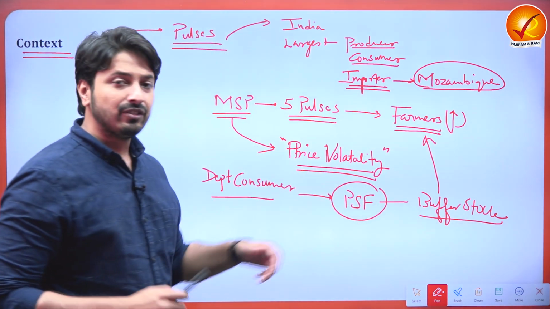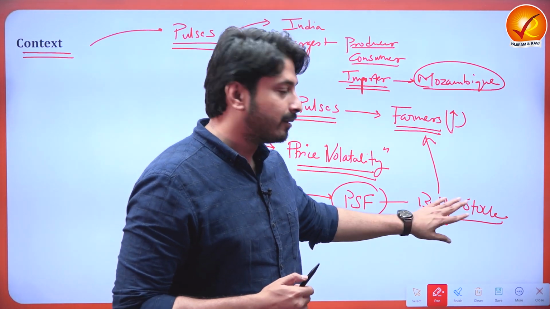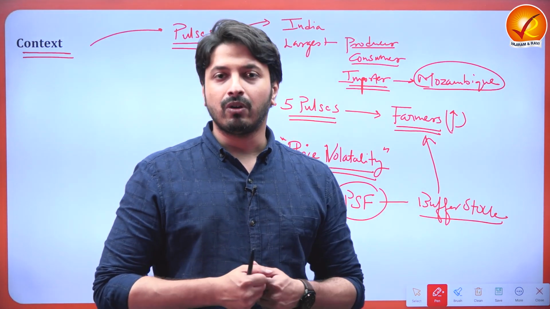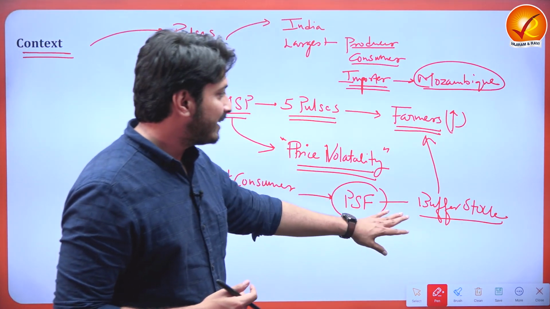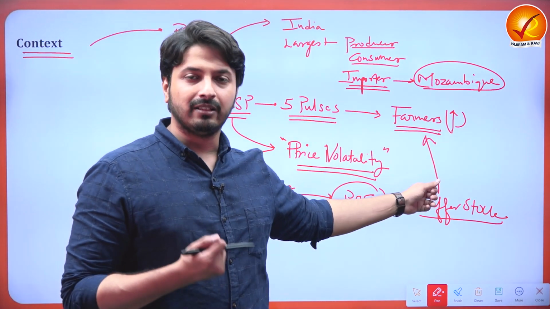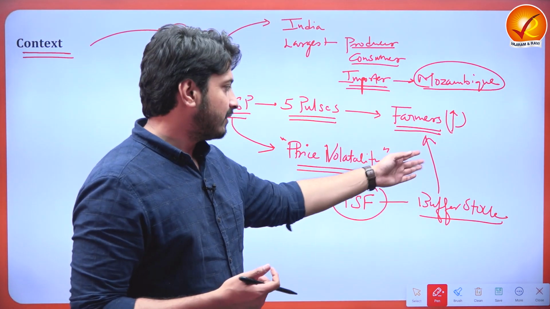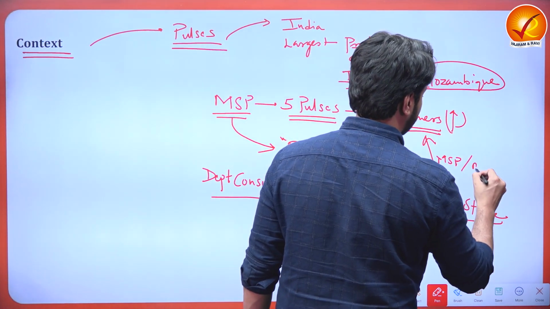So to curb the price volatility of the various pulses in our country, the government is also maintaining a buffer stock, and this buffer stock is being fed by the various procurement agencies, and these procurement agencies are paying remuneration to the farmers vis-a-vis the MSP, that is the minimum support price, or the prevailing market price.